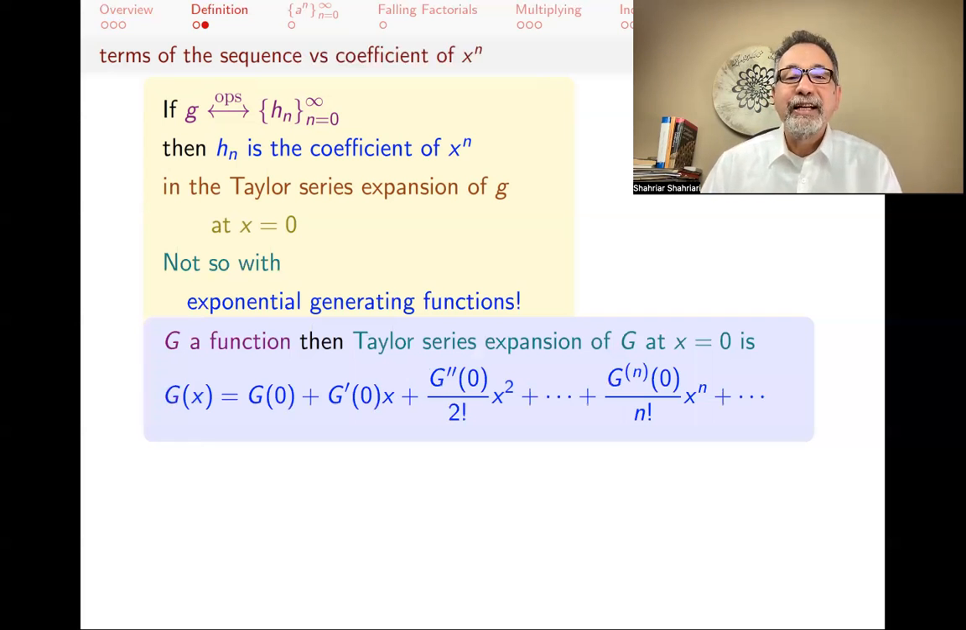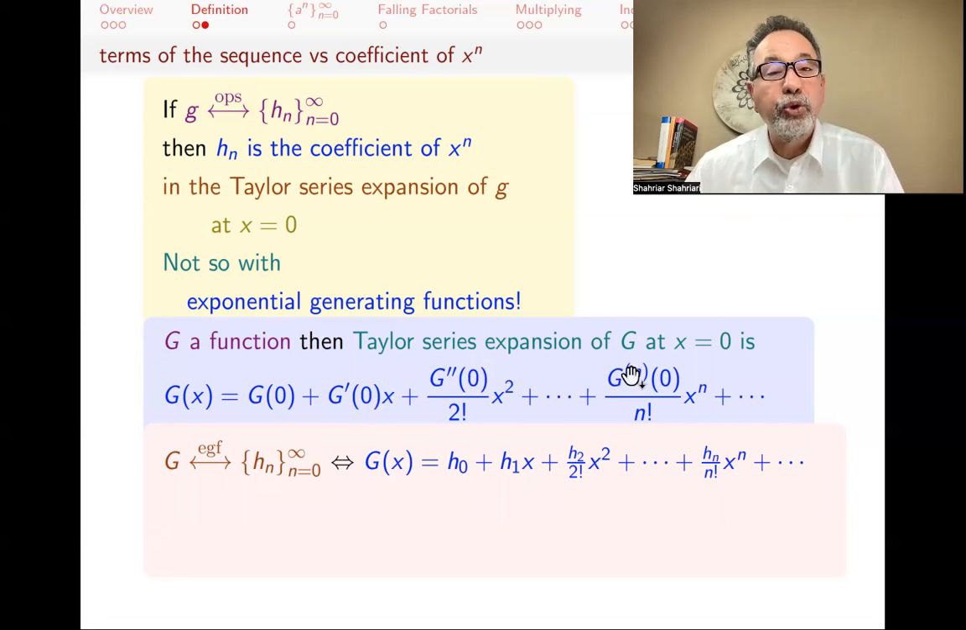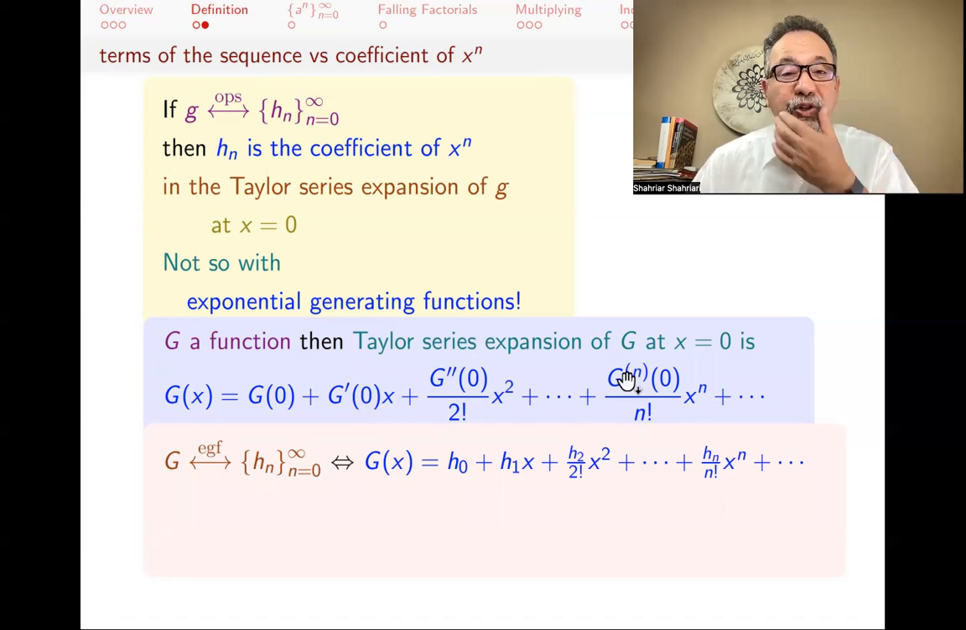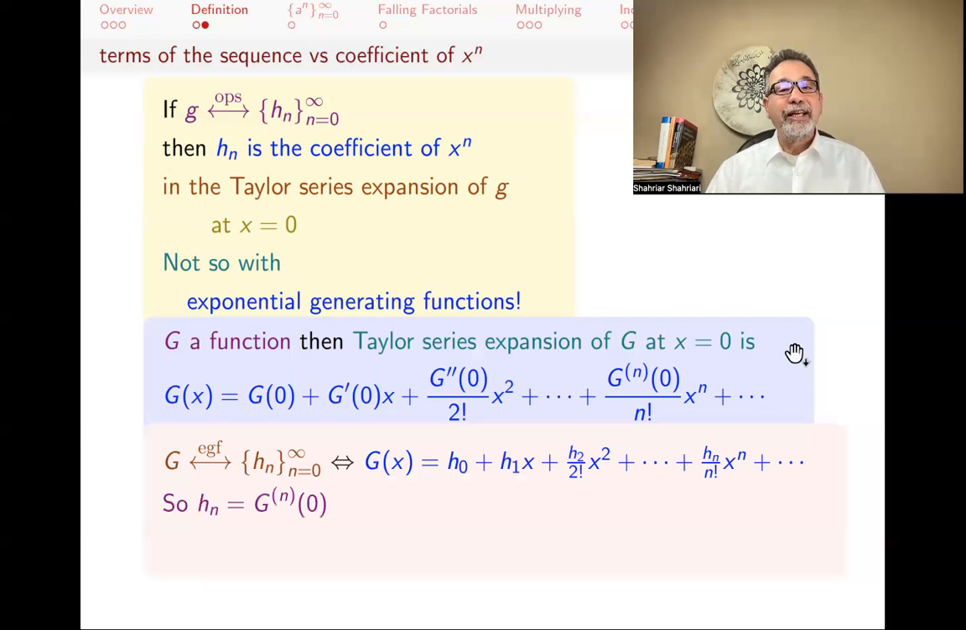And in some sense, the exponential generating function is more natural, because if g is the exponential generating function of hn, then g of x is also h0 plus h1 x plus h2 over 2 factorial x squared and so on, hn over n factorial x^n. So just like when we took derivatives and we wanted to find the Taylor series, we had to divide by n factorial. Here we are doing the same thing with hn. And so hn really is not the coefficient of x^n, but it's the nth derivative of the function at 0.